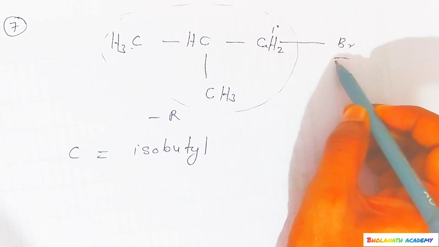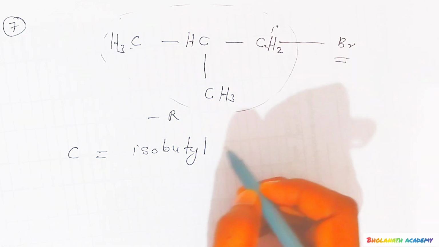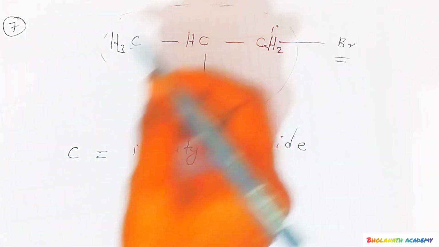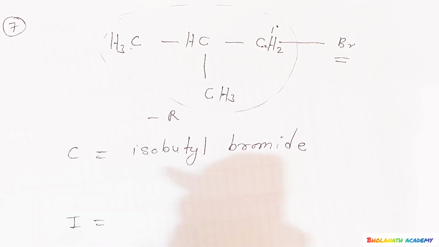Iso means same: methyl here, also methyl. So isobutyl is the whole molecule. Now what is remaining? The halogen name. This is bromine, so we will write isobutyl bromide. Very simple way you can represent the common name. Now how to name the IUPAC name, students?